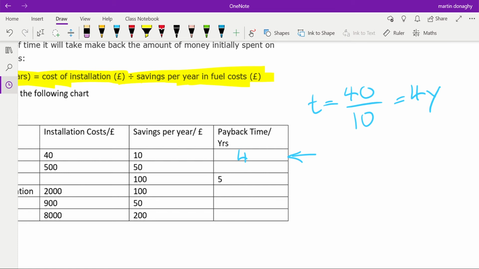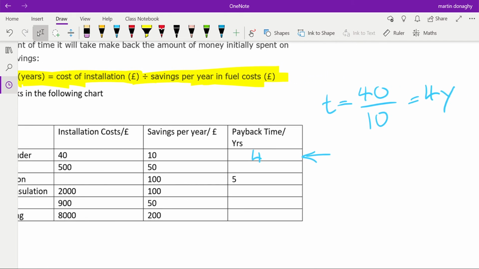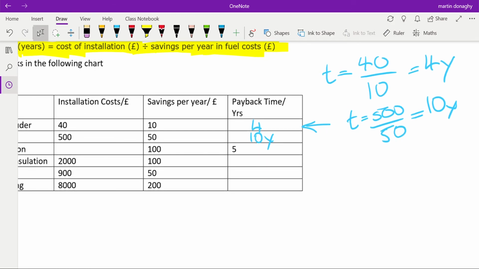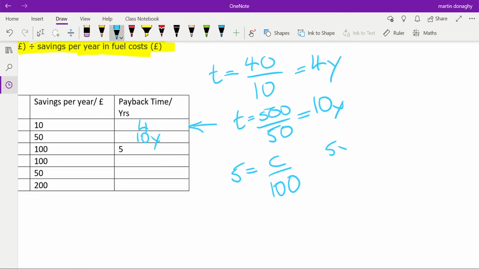So, okay, let's look at the next one. Our curtains. We do the same thing. Time equals cost of insulation, 500, divided by the saving per year. That means we'll make it back in 10 years. Next one, we're given the payback time equals the cost divided by the savings. Multiply both sides by 100. We'll give you 5 times 100 equals our cost.